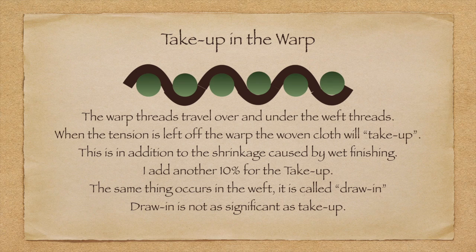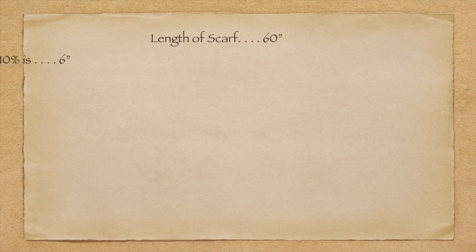There's something called take up, and that's when the warp threads travel over and under the weft threads. When the tension's let off the warp, the woven cloth will sort of shrink or take up as it relaxes. This is in addition to the shrinkage caused by wet finishing. We need to add another 10% for take up. The same thing will occur in the weft. It's called draw in, but draw in is not as significant as the take up.